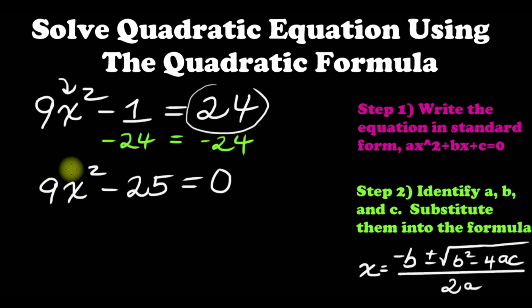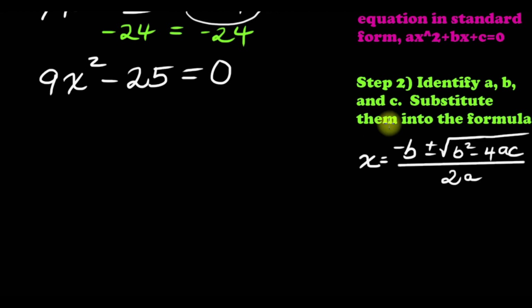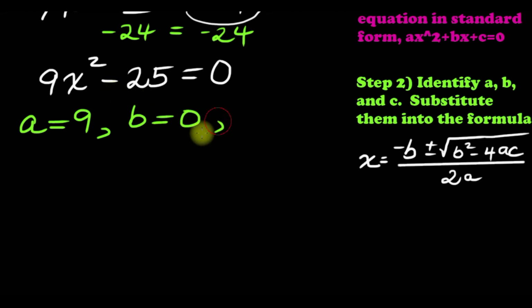Okay, so step 2 is to identify your A, B, and C, and then you're going to plug those numbers into the quadratic formula. Your A is the coefficient of x squared, so A is going to be 9 here. And then your B is the coefficient of x. Okay, you have no x term, so that's going to be 0. So your B is 0. And then your C is going to be negative 25. Okay, so we're going to plug those numbers in for A, B, and C.